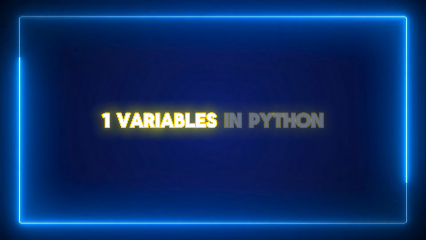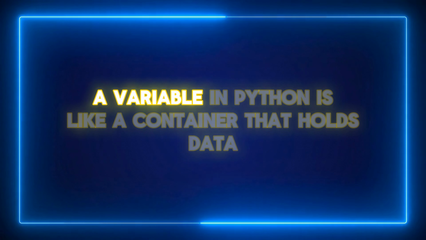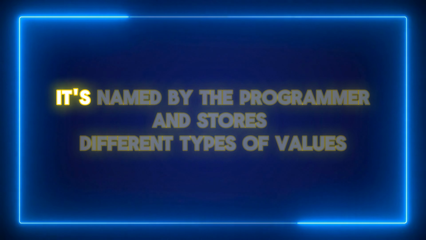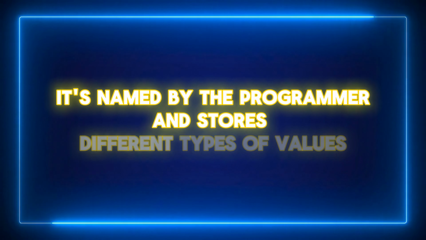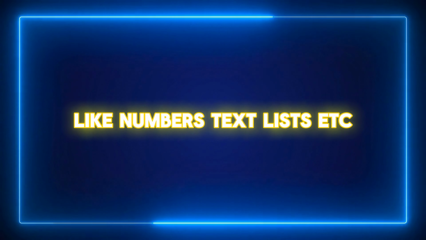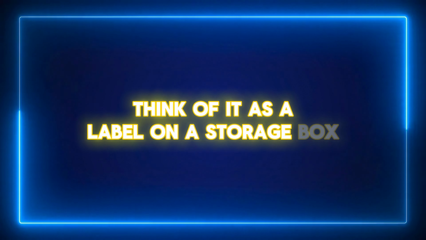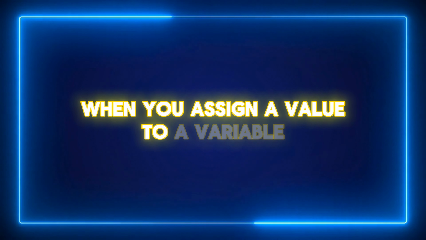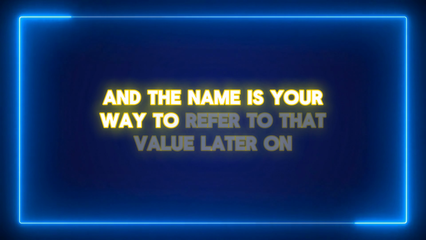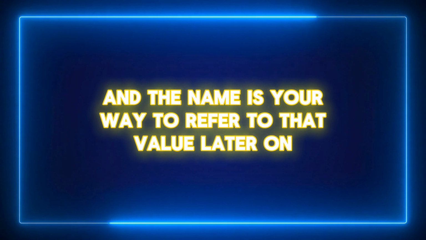One. Variables in Python. A variable in Python is like a container that holds data. It's named by the programmer and stores different types of values like numbers, text, lists, etc. Think of it as a label on a storage box. When you assign a value to a variable, you're putting something in the box, and the name is your way to refer to that value later on.